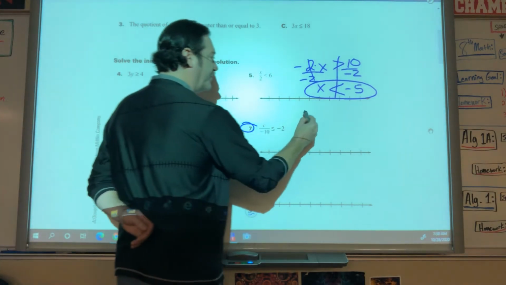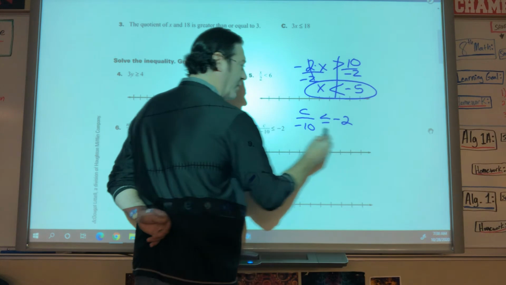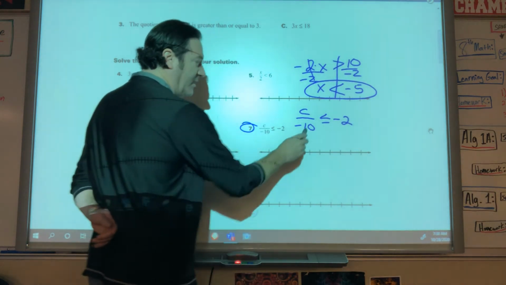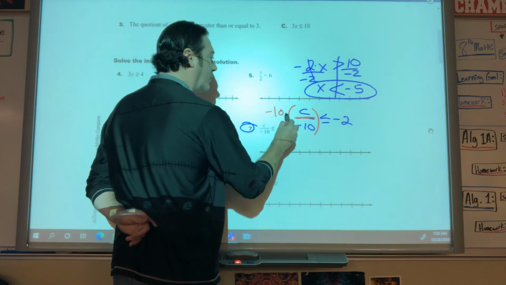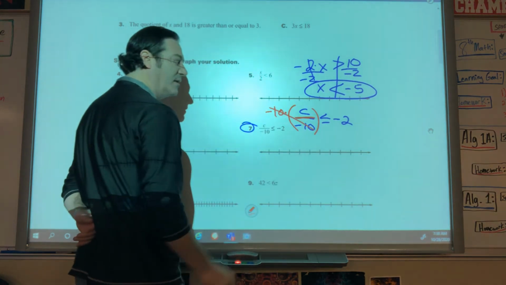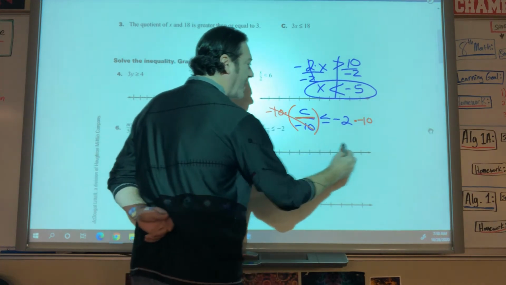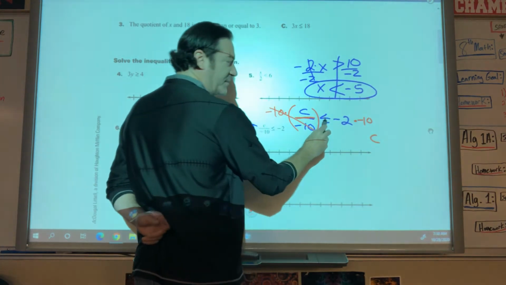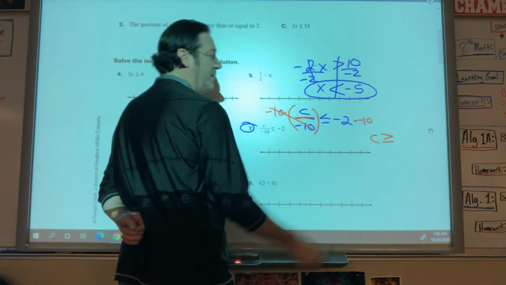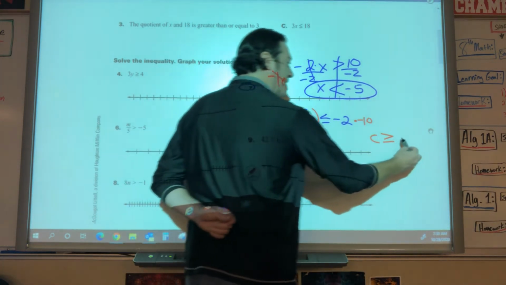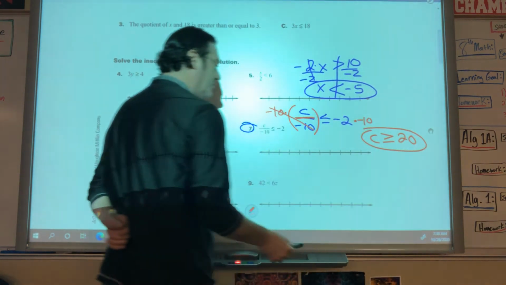So when I look at number 7 here, let me rewrite this. I want to get C by itself. That negative 10 is connected by division, so I do the opposite. I'm going to multiply out the negative 10. Of course, remember the inequality rule, when you multiply or divide by a negative, that's going to flip this sign. So instead of less than or equal to, it makes it greater than or equal to, and then negative 2 times negative 10, positive 20. So C is greater than or equal to a positive 20.